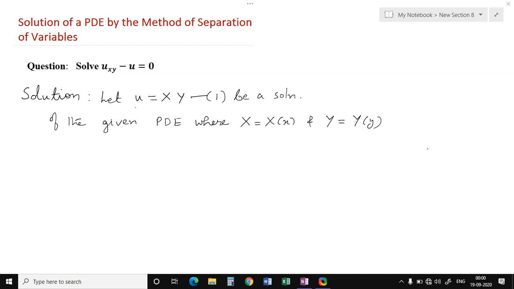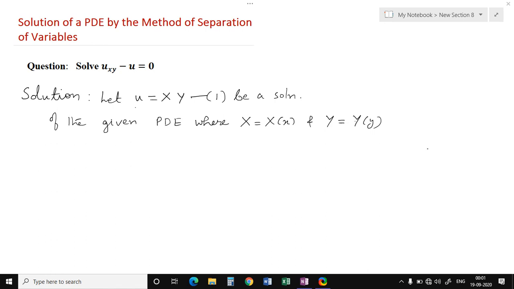We will discuss how to solve a partial differential equation by the method of separation of variables. For that, consider the question: solve u_xy minus u equal to 0. In this case, u is the dependent variable and x and y are independent variables. Also, we can see that this is a linear partial differential equation in which each term contains either the dependent variable or its derivative. We can solve such a type of partial differential equation by the method of separation of variables.